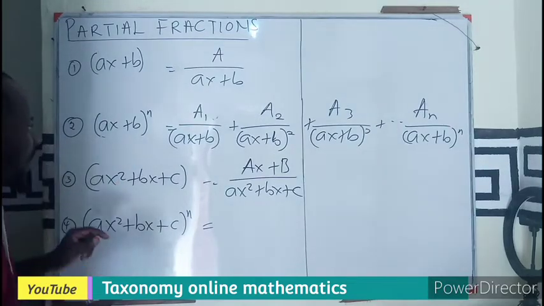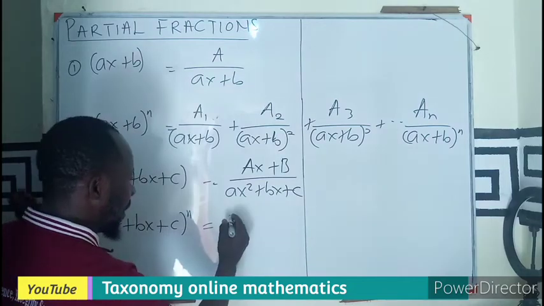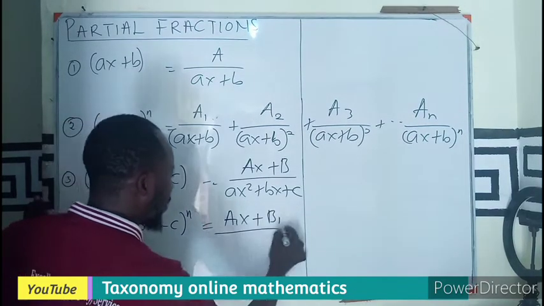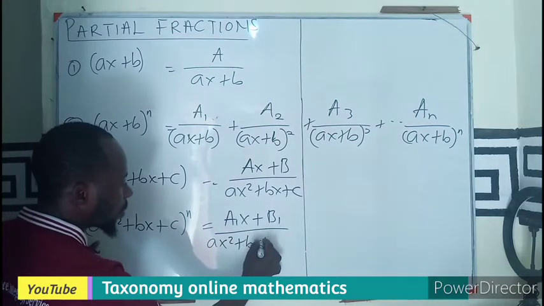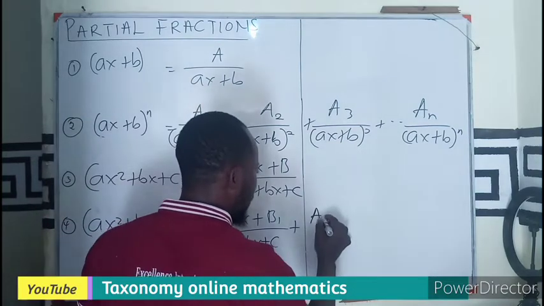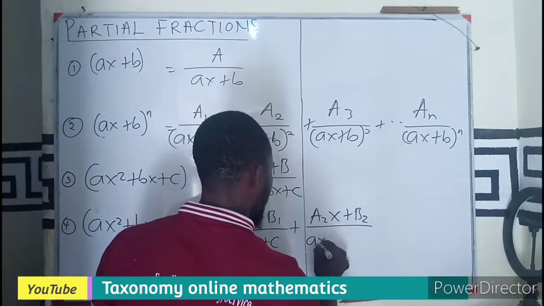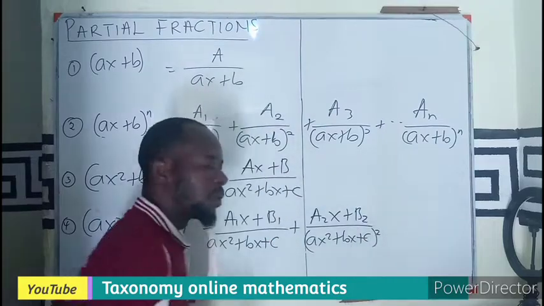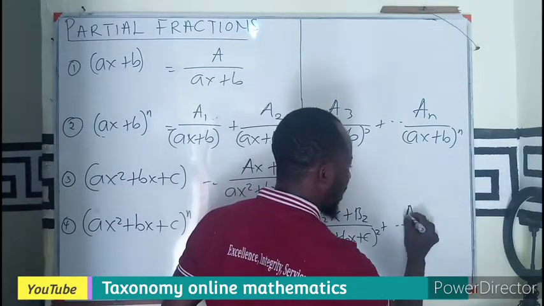The process involved is that we can see the procedure we follow there. We are having the same (A1x + B1) over our quadratic function, then plus, and it continues that way.